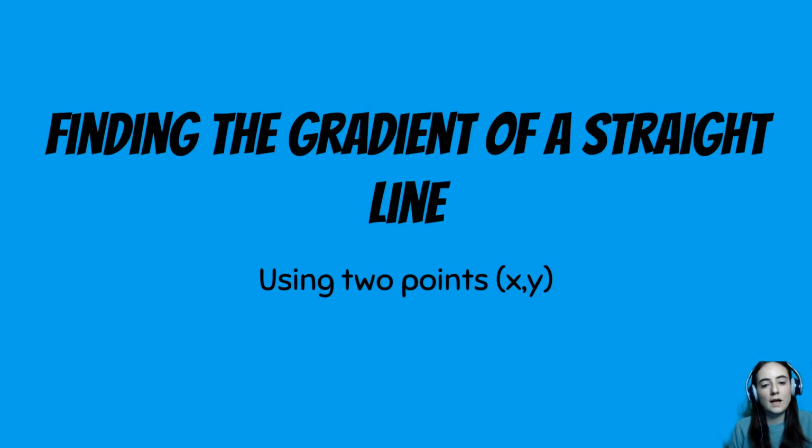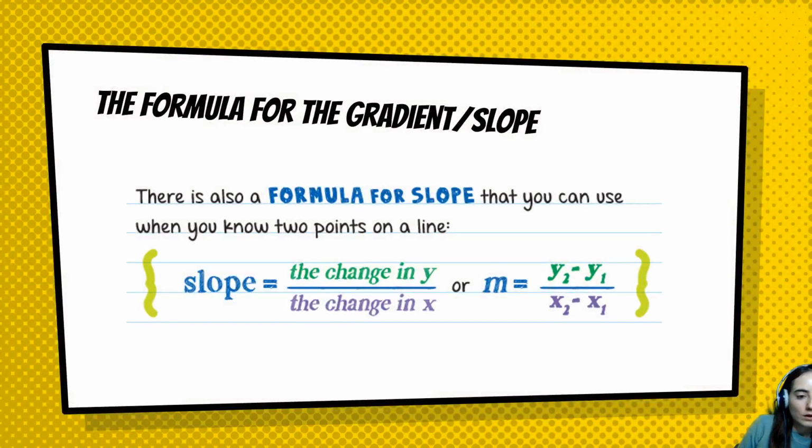So we are now going to look at finding the gradient of a straight line using 2 points, 2 coordinates, x and y. We're going to be using the formula for the gradient, otherwise known as the slope. The formula has to do with the ratio between the change in y and the change in x. Our formula is m, being the gradient, m equals y2 minus y1 over x2 minus x1.